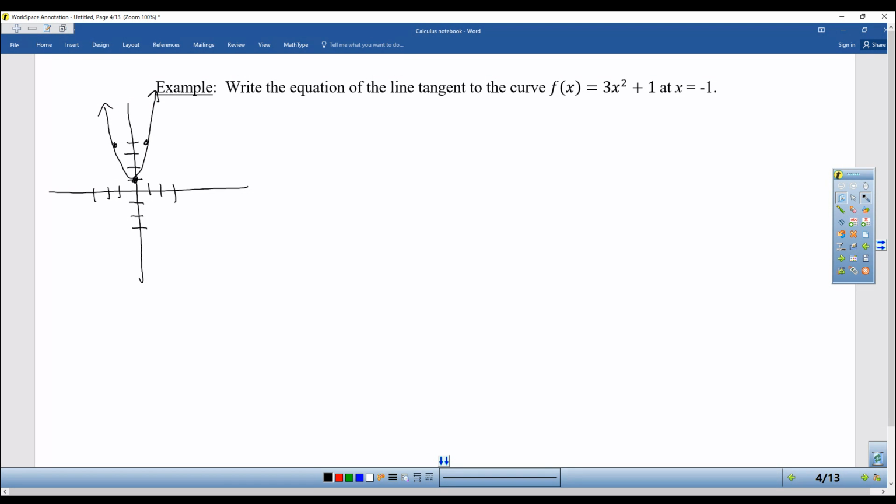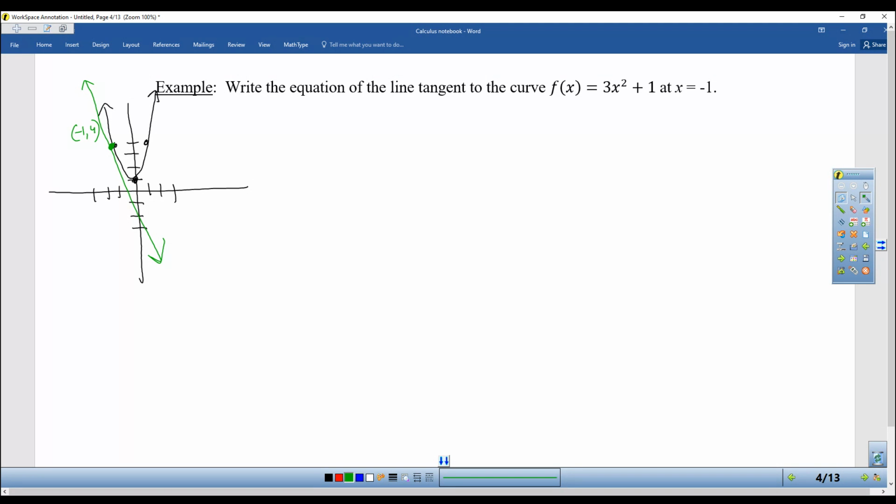There is a line that is tangent to, meaning just barely touching, at x is equal to negative 1. So when x is negative 1, right at that point is negative 1, 4. There is a tangent line. I'll make my dot bigger so it looks like it's touching. There's a tangent line there. I want the equation of that tangent line.